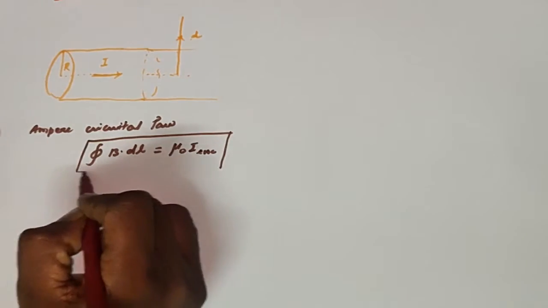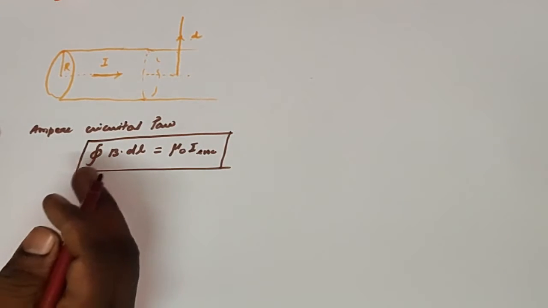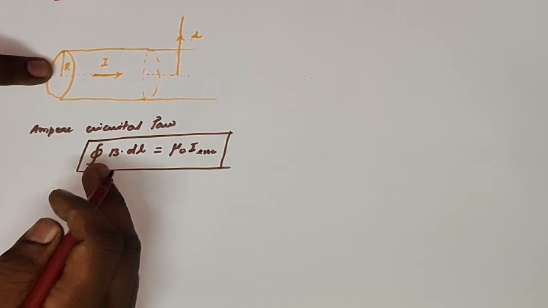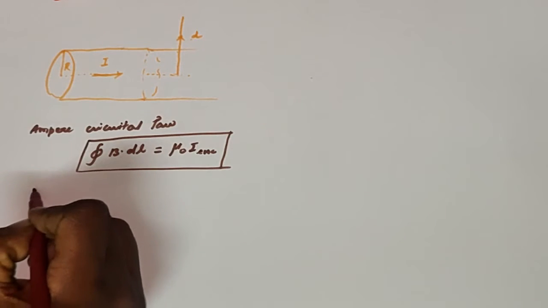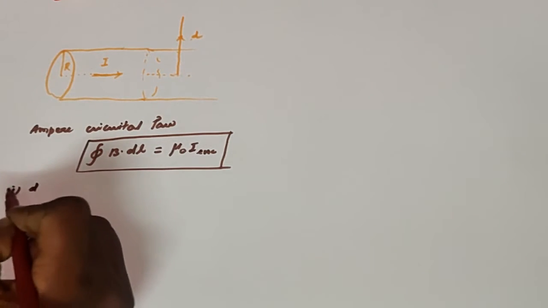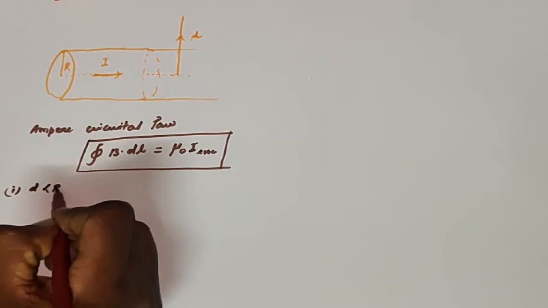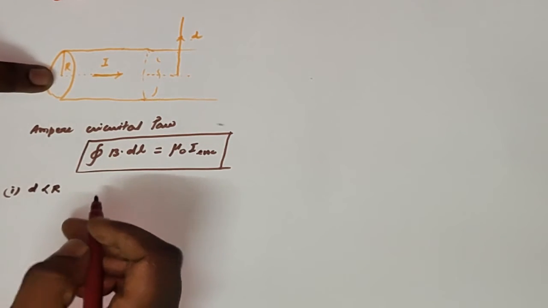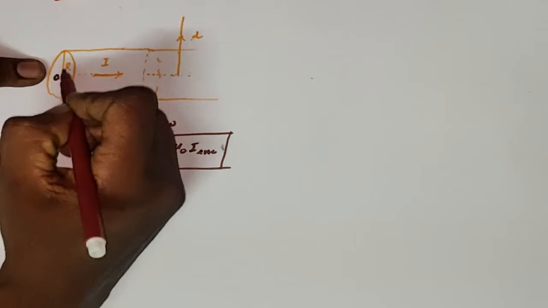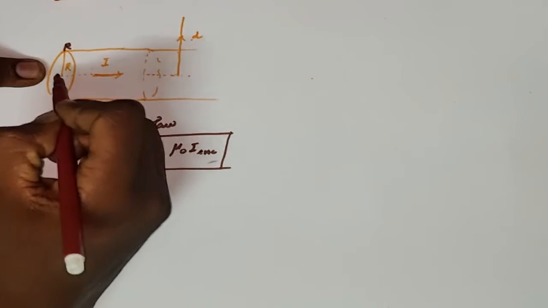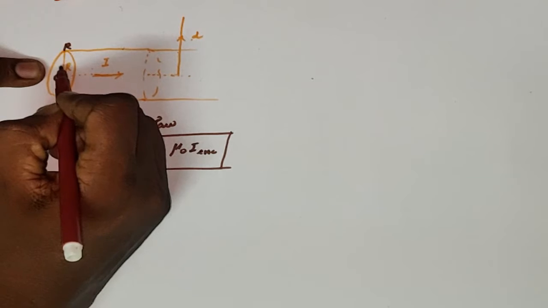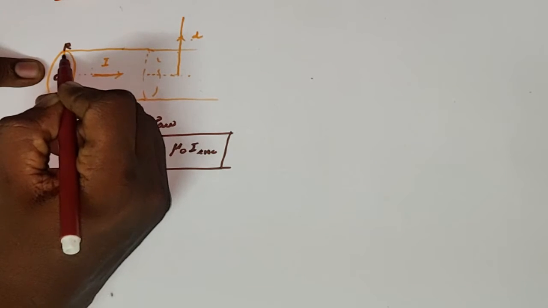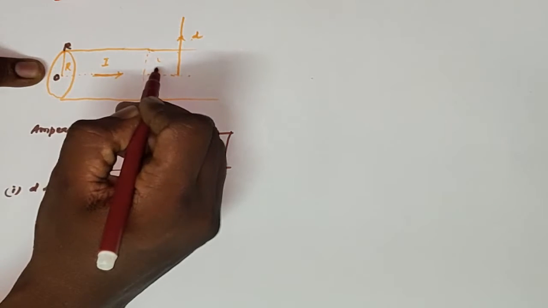Now first we have to analyze this Ampere's circuital law inside the cylindrical conductor as well as outside. So first we take the distance d less than the radius of the cylinder. We are going to analyze that. That means from the center, O is the center, and R is the radius. In between these two, what is the magnetic field variation due to the current carrying conductor?